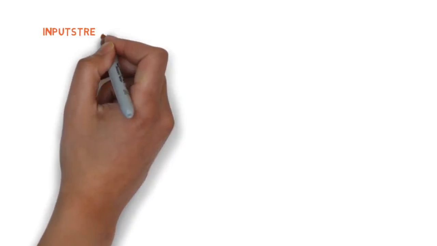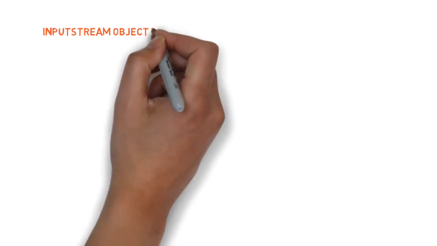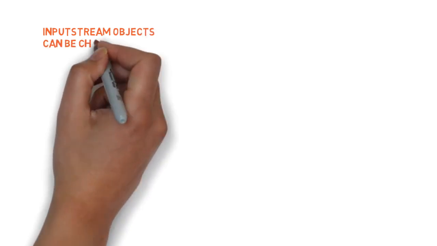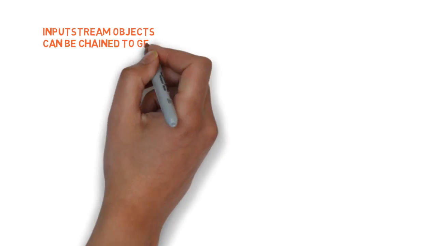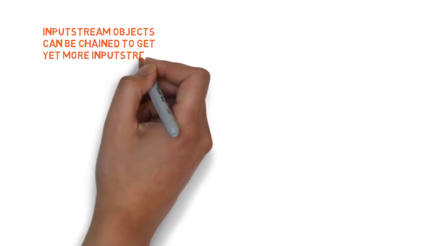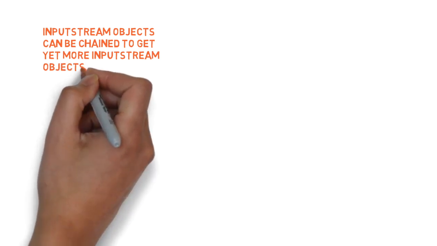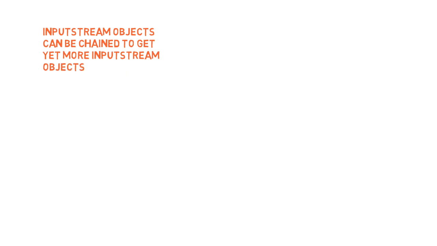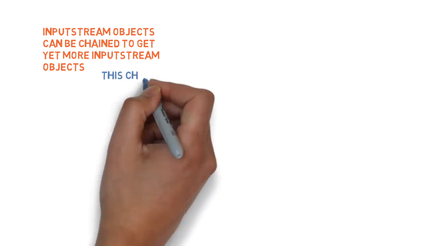Now, because one input stream object can be created from another, you can have a whole bunch of these input stream objects chained together to get more input stream objects. So you start with one input stream, you instantiate input stream 2 with input stream 1, you instantiate 3 using 2, you instantiate 4 using 3, and so on. So you get a chain of input stream objects.